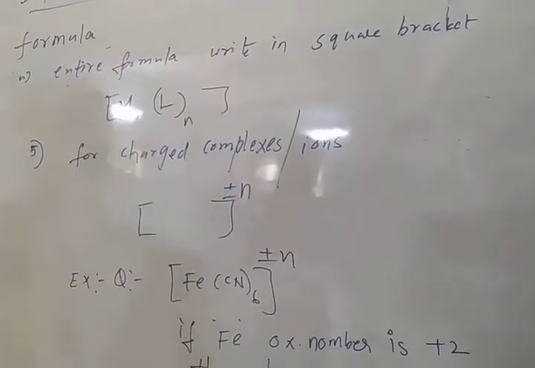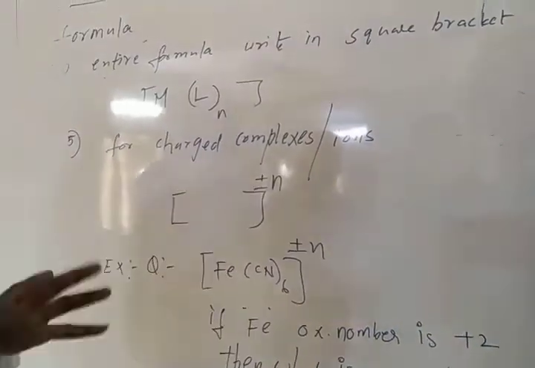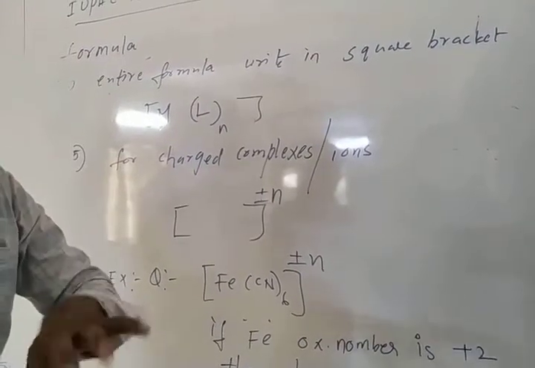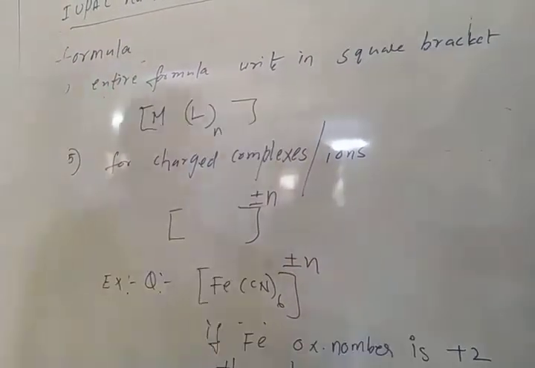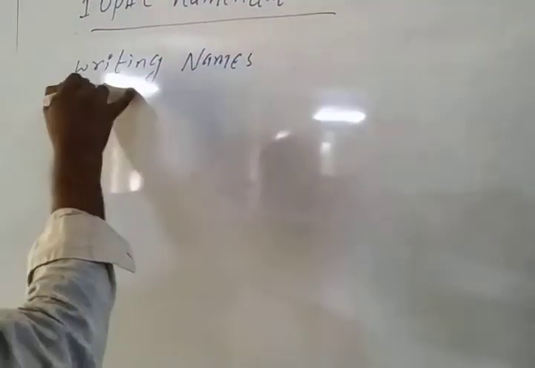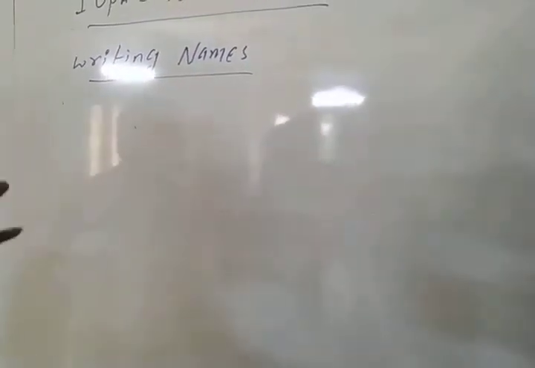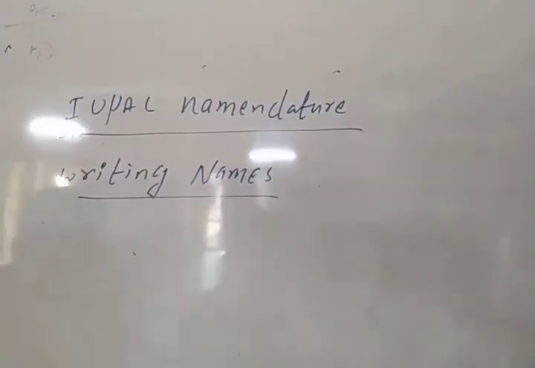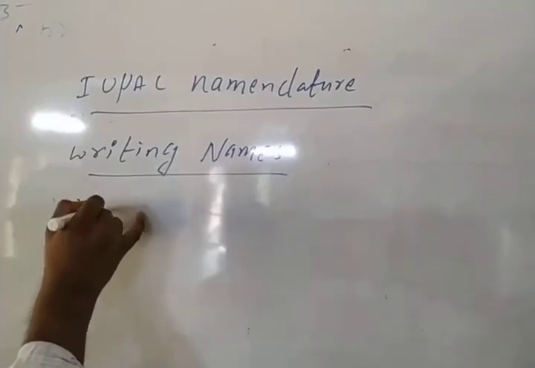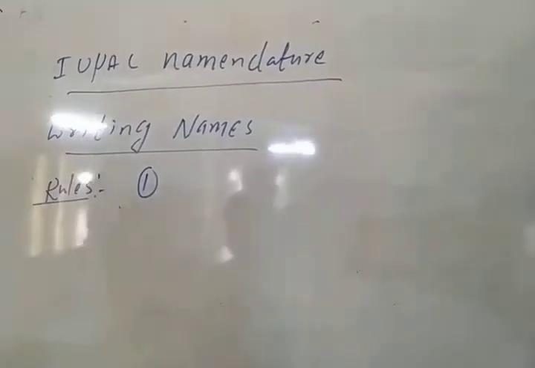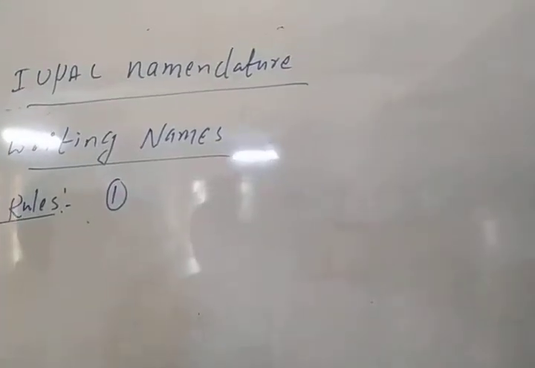Now, that was writing formulas. Next, writing the names. So just now we discussed writing formulas. Now writing the names. Here also there are rules. Number 1, rules.